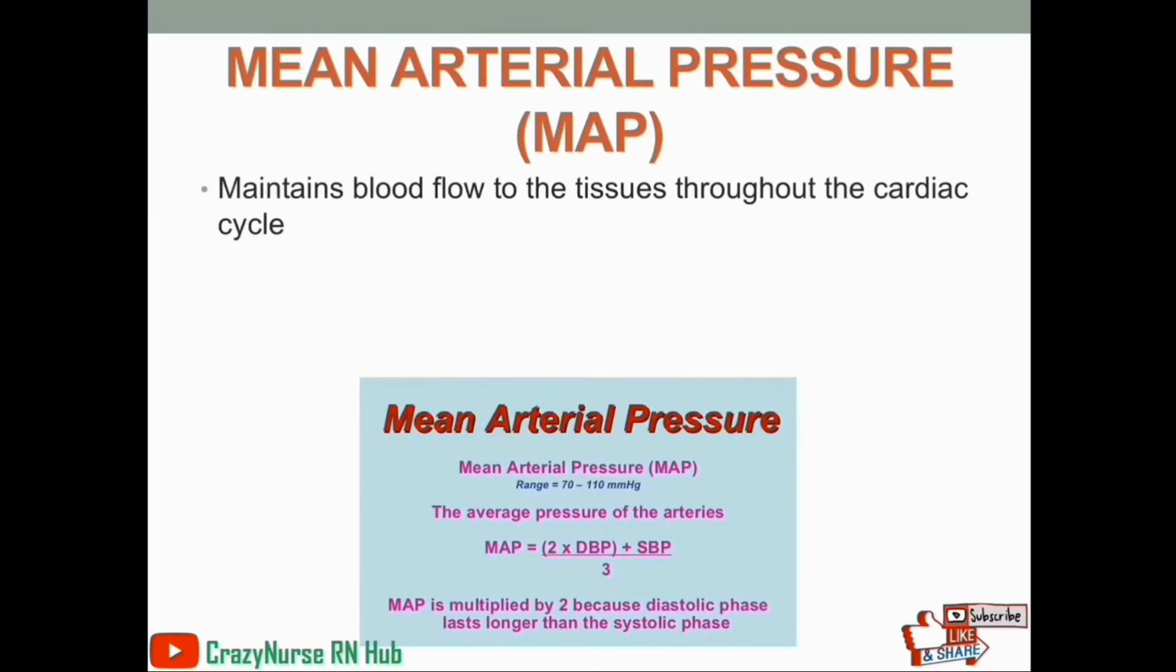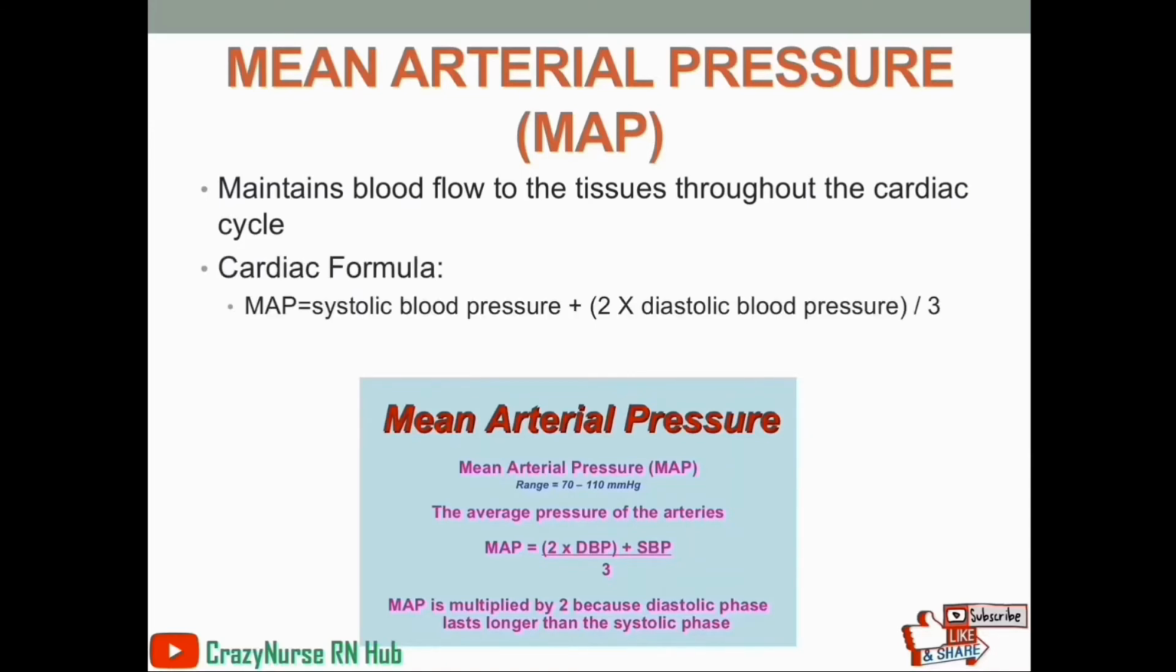It maintains blood pressure to the tissues throughout the cardiac cycle. So we have here a cardiac formula of your mean arterial pressure, that is systolic blood pressure plus 2 times diastolic blood pressure divided by 3. And the reference range is 70 to 100 millimeters of mercury.